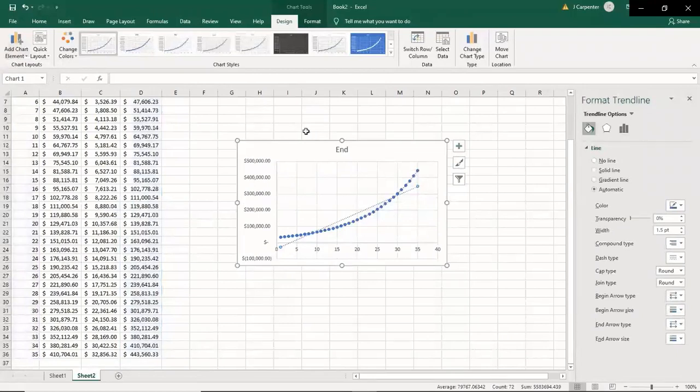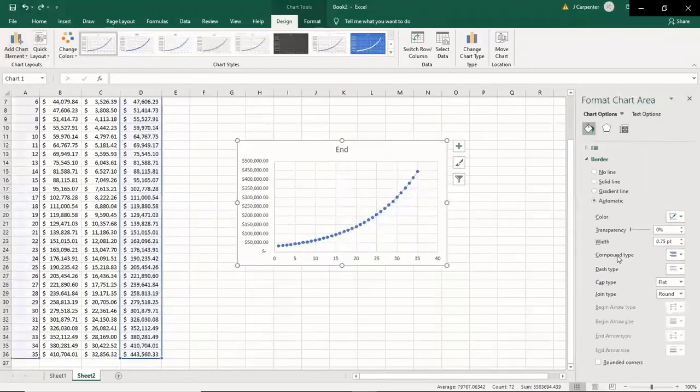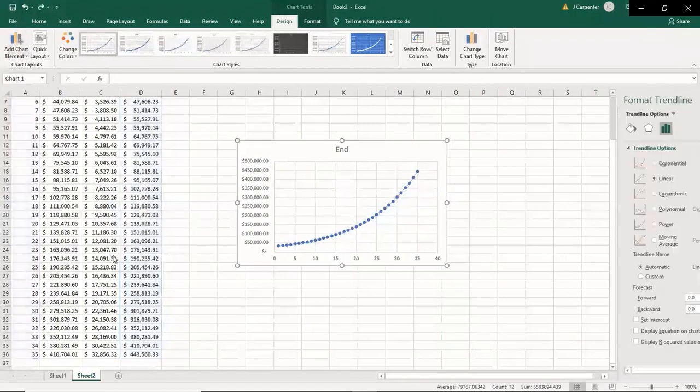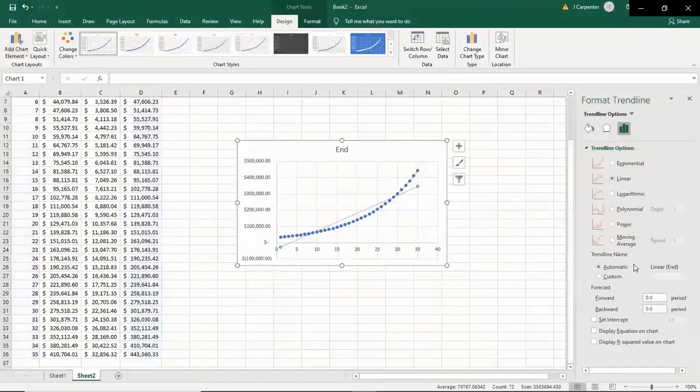Why did the line pop up? Did I hit something on accident? Okay. That's the wrong menu, so I close it and try it again. Trend line, more options. It's just weird how Excel does that sometimes.